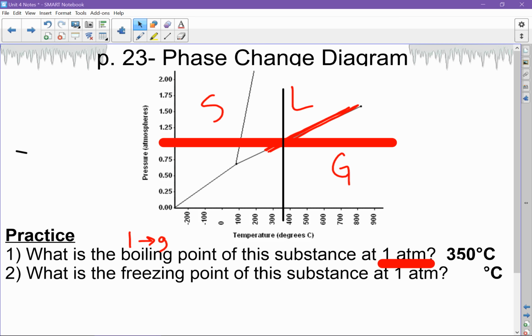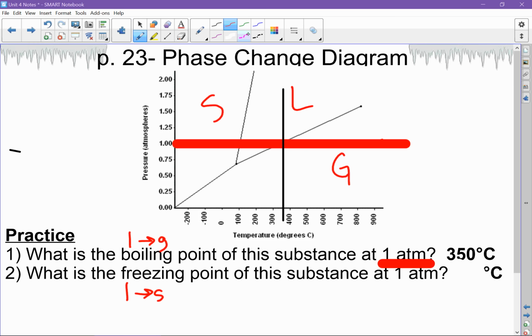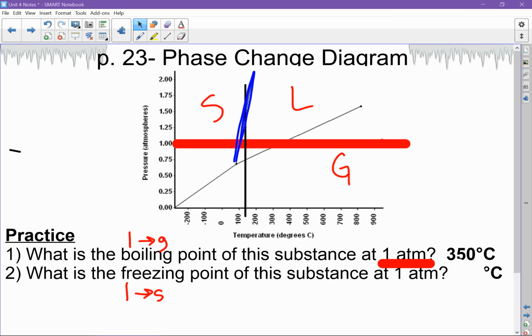Now, if I wanted to think about it a different way, if I wanted to think about the freezing point, then freezing means that you're going from a liquid to a solid. So I'm still going to keep my line at the 1 atmosphere, right? That's where I care about it. But now if I want freezing, I need to look between the liquid and the solid line. So that happens here. Again, I have to figure out where those things actually touch and go together. If I wanted to see where everything intersects, that's around 100 degrees Celsius.